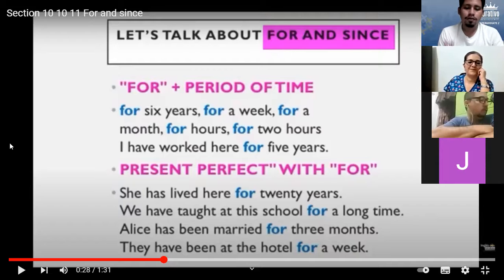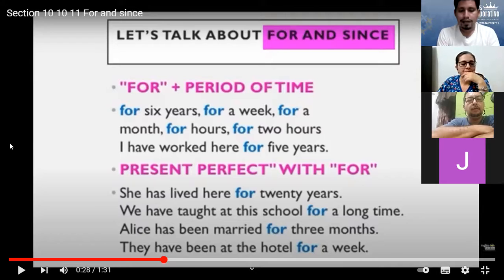Yes, okay. And also we have the other examples that say, Alice has been married for 3 months. They had been at the hotel for a week. Those are some of the examples that we can use. In the case of sentence number three, which says Alice has been married for 3 months, we are using the present perfect, but using the past participle being in order to use the next verb there, okay? So this is the first part: how we use for, and what is the purpose of using for.